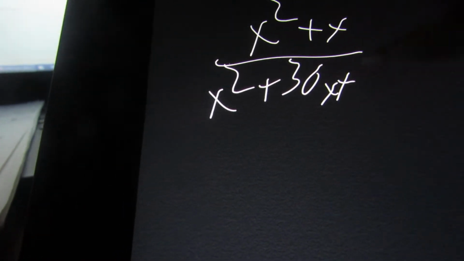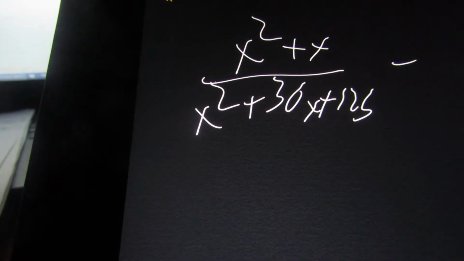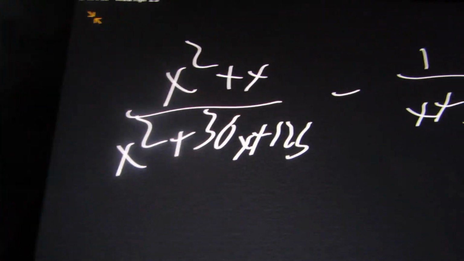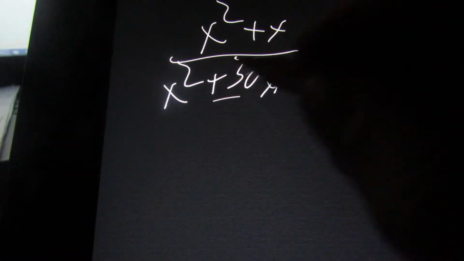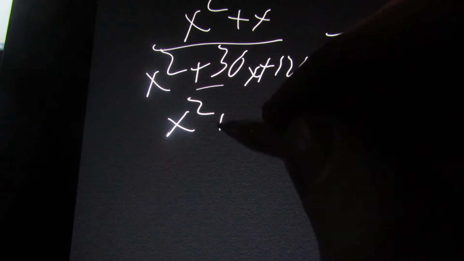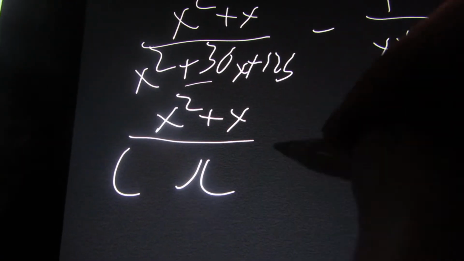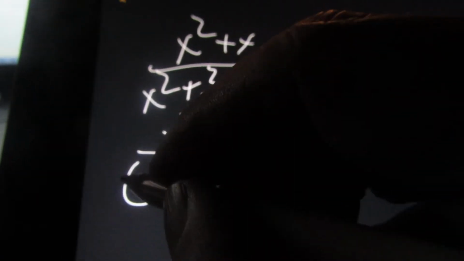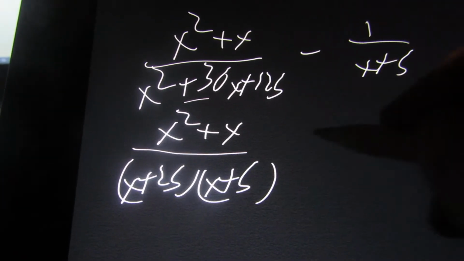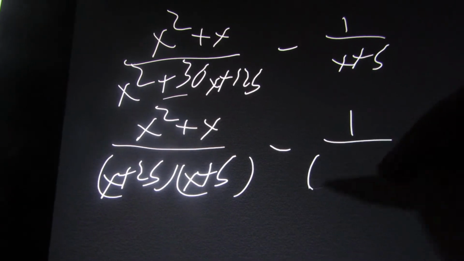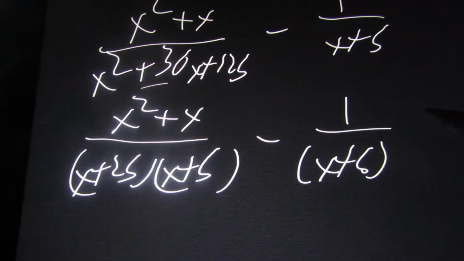Okay, so next, (x squared plus x) over (x squared plus 30x plus 125) minus 1 over (x plus 5). So I can't do anything with the second one, but I can factor the first one. And so I keep the x squared plus x, and I'm going to have x plus 25 and x plus 5. And we have minus 1 over x plus 5.